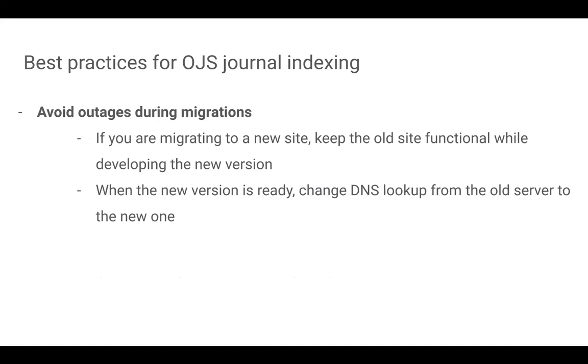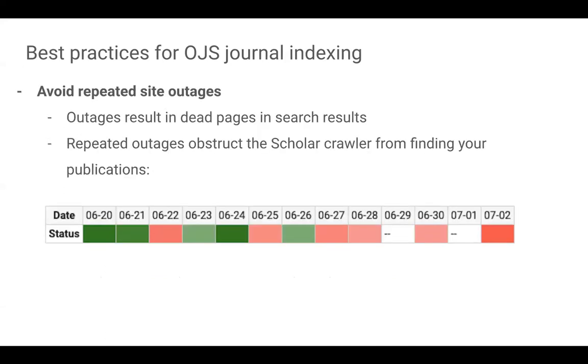And that leads me to sort of the last common issue that's related to migrations, and I'll end there. And this is site outages. I actually wanted to give some examples from real Google Scholar crawl logs to illustrate. Whenever your site is down, it doesn't just cause problems for researchers trying to access the publications who will end up on dead pages. It prevents the indexing system from crawling them. So in general, try to avoid keeping your site down for more than a few hours to lower the chances that the crawler will be trying to find your publications while they're inaccessible.